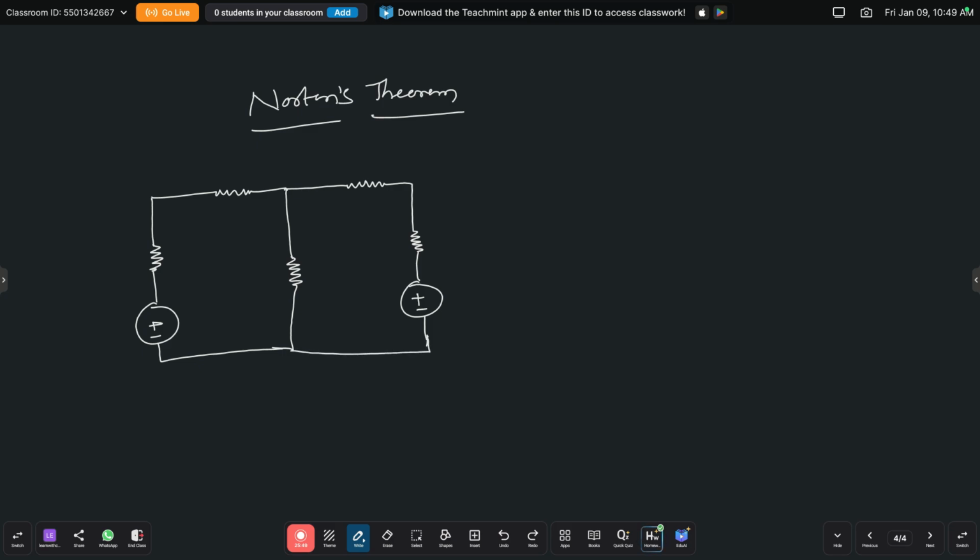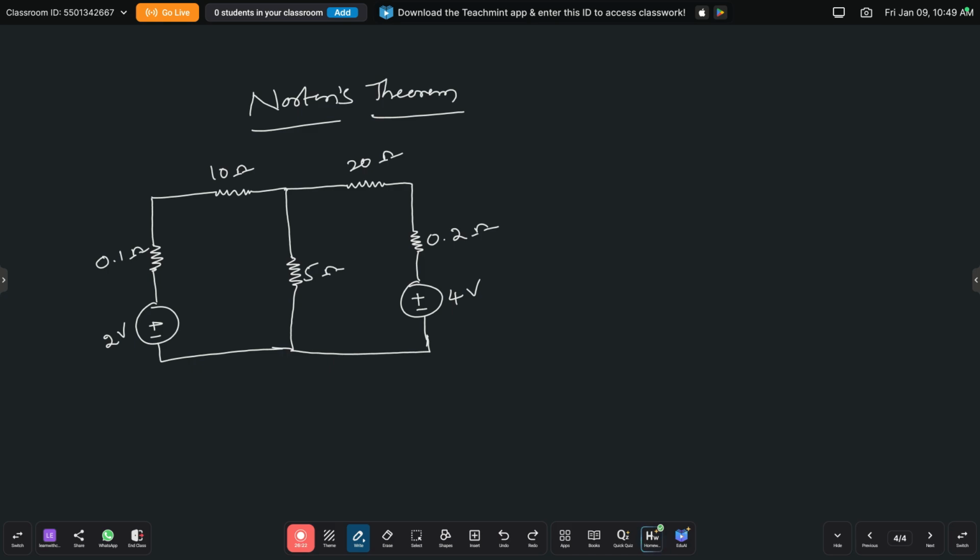We are assuming some values for this circuit. Suppose this resistance is 10 ohms, and in the middle this is 5 ohms. Here this is 0.1 ohm. This voltage source is, suppose, 2 volts, and coming to the right side this is 20 ohms, and this is 0.2 ohms. Here one more voltage source is there. Assume some value, 4 volts.